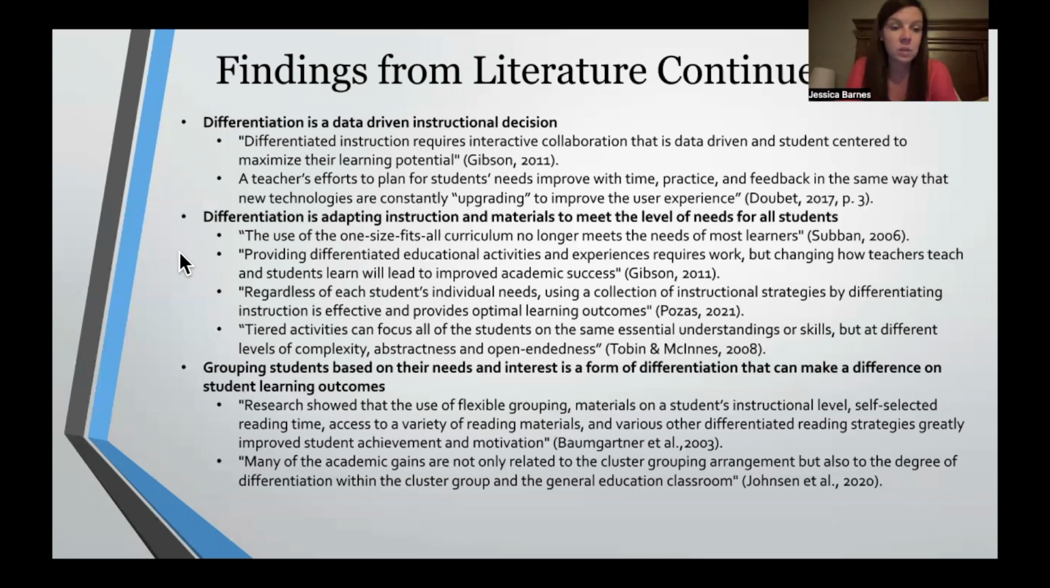And the last area that we noted is that grouping students based on their needs and interests is a form of differentiation that can make a difference on student learning outcomes. Research showed that the use of flexible grouping, materials at students' instructional level, self-selected reading time, access to a variety of reading materials, and various other differentiated reading strategies greatly improves student achievement and motivation. And lastly, many of the academic gains are not only related to the cluster grouping arrangement, but also to the degree of differentiation within the cluster group in the general education classroom.